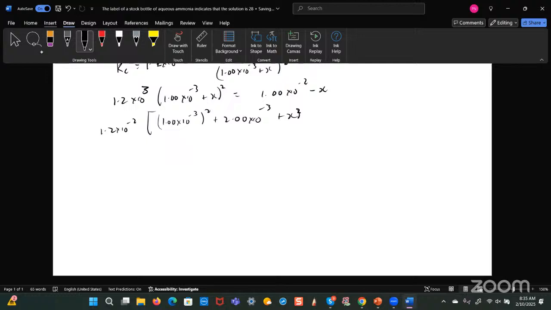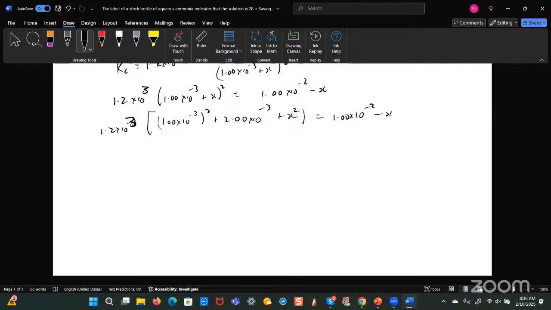All right. Equal to 1.00 times 10 to the minus 2 minus x. And then I'm going to multiply this distribution, basically. So let me do the calculation here. So 1 times 10 to the minus 3 squared multiplied by 1.2 times 10 to the 3. I keep making that mistake that you just corrected me on. It should be 3 here. Okay, let me do this again.